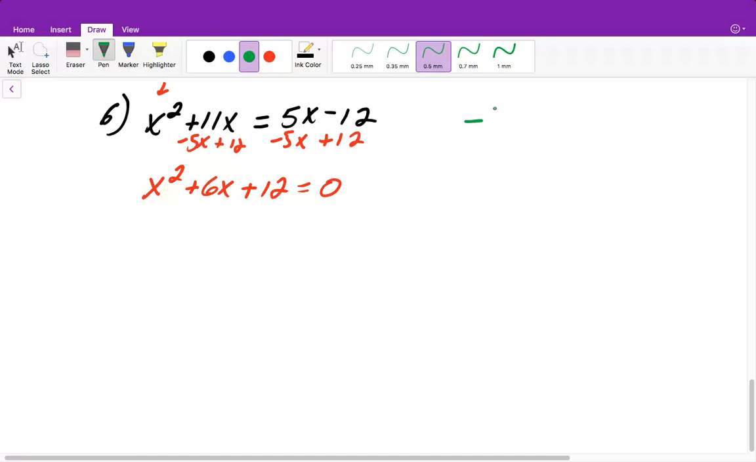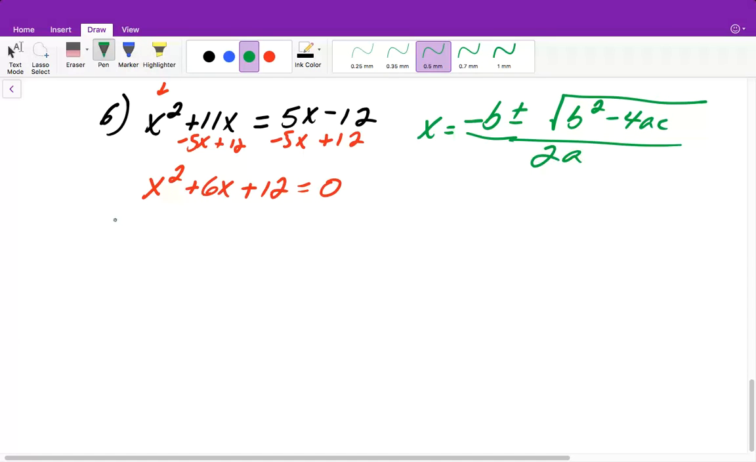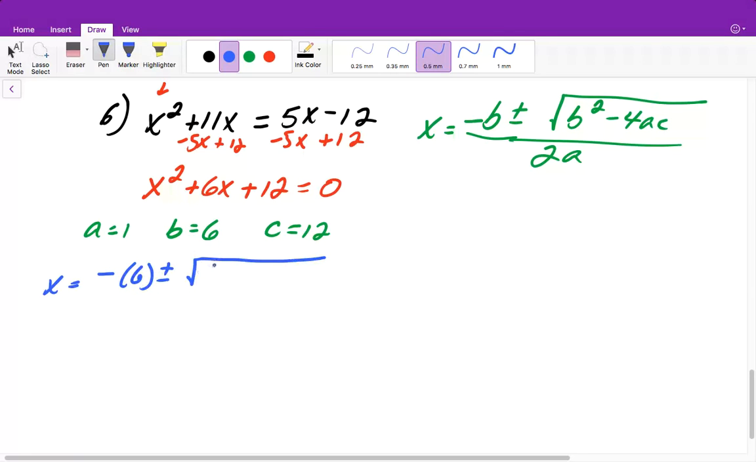We're going to be using our x is equal to negative b plus or minus the square root of b squared minus 4ac all over top of 2a. So the first thing we need to do is identify our a is 1, our b is 6, and our c is 12. So we'll plug it in. x is equal to negative b, which is 6, plus or minus the square root, which is 6 squared, minus 4 times a, which is 1, times our c, which is 12, all over top of 2 times a.